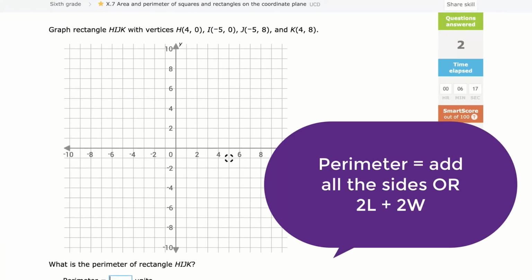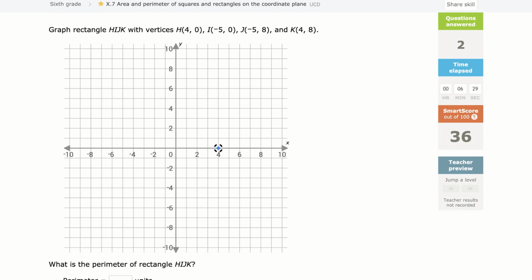Okay, this one is now asking for the perimeter, but first we graph it. They give me the vertices, H, 4, 0. So start at the origin, go 4 to the right, and then I don't go up or down because the Y coordinate is 0. For I, start at the origin, 5 to the left, and again, I don't go up or down because the Y coordinate is 0. For J, start at the origin, 5 to the left, and up 8. And for K, start at the origin, 4 to the right for the X coordinate, up 8.